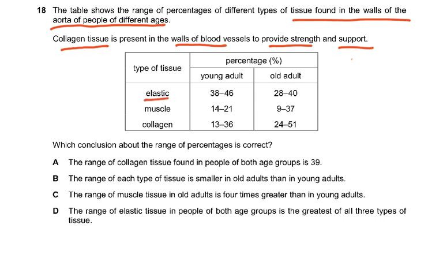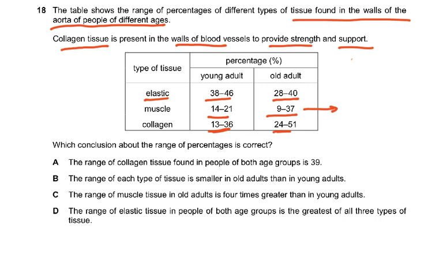So, the elastic tissue was 38 to 46%. Now, it has decreased to 28 to 40% in older people. The muscle was 14 to 21 and now it's 9 to 37. The range has increased. It was 14 to 21, only 7, and now it is 9 to 37, about 28. Collagen was 13 to 36 and now it is 24 to 51. So the collagen has increased.